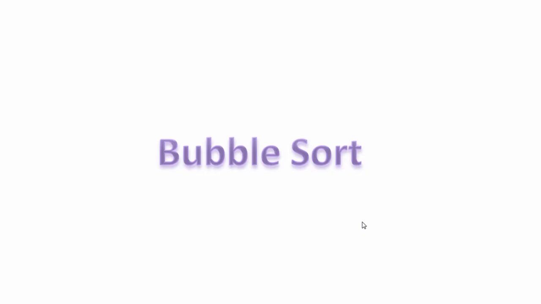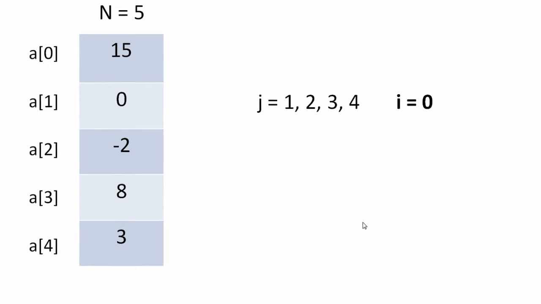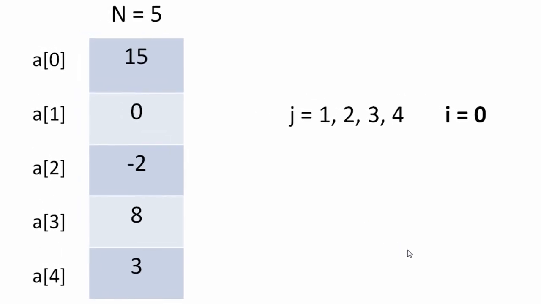Today we shall see bubble sort. Let's take an example with 5 elements in an array and then we shall sort it using bubble sort. So n is equal to 5, that is the number of elements in the array. Let's take 15, 0, -2, 8 and 3. The index starts from a of 0 in most programming languages. We are seeing it in C language, so we shall take from a of 0.